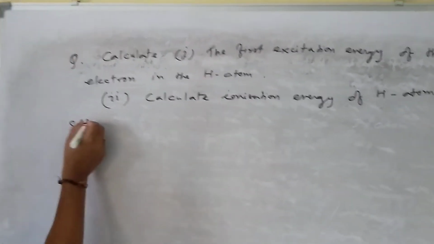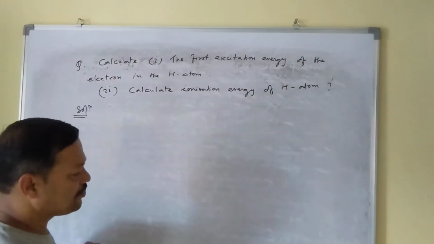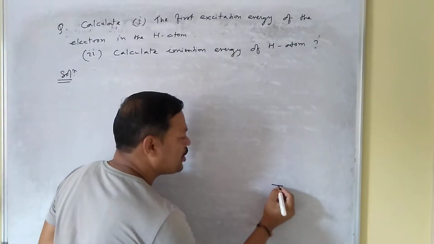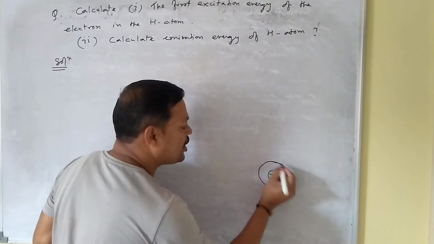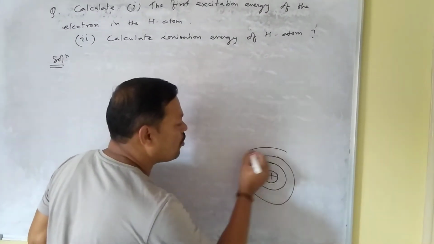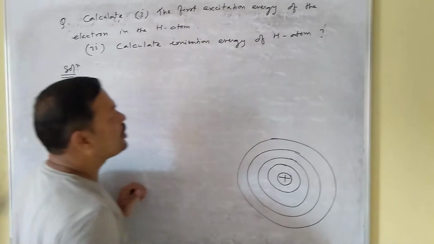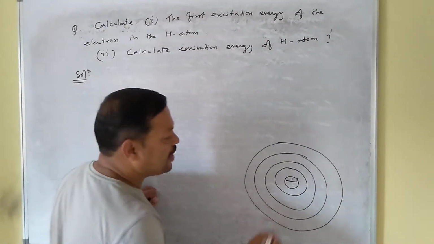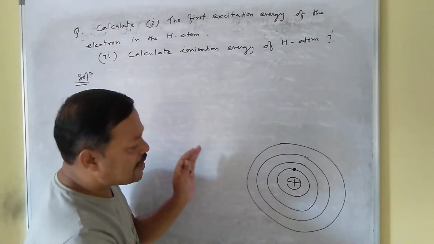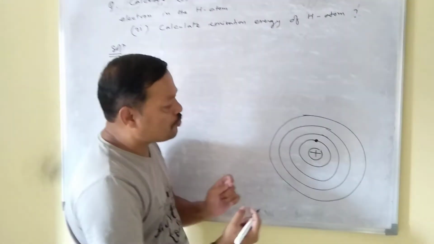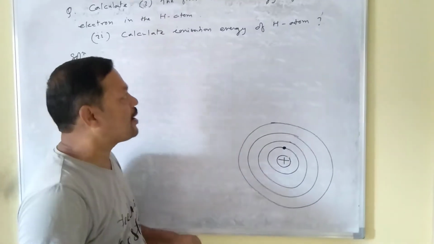Now if you want to do it, what is the meaning of first excitation energy? As you know, according to Bohr, the nucleus is present at the center of the atom and the electrons revolve around the nucleus in circular orbits which are also called shells. Now in case of hydrogen, hydrogen contains one electron and that electron is present in the first orbit. When the electron absorbs some amount of energy, then the electron can jump from the first shell to a higher shell.